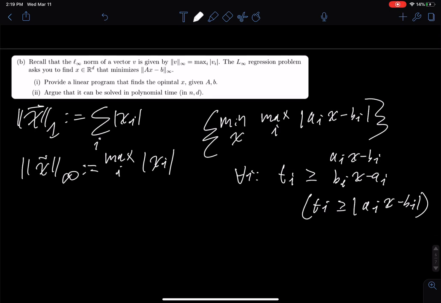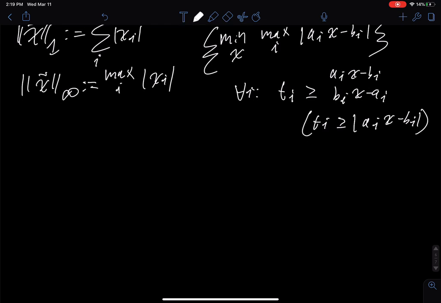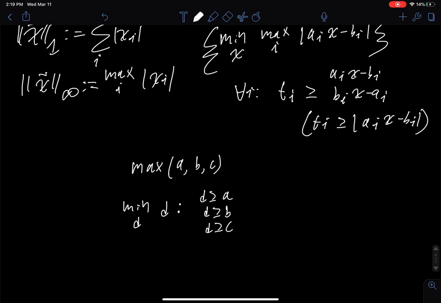Well, here's a little trick. If we're just looking for the maximum of, let's even say just A, B, and C, what we can do is we can minimize a third variable, D, with the constraints that D is greater than or equal to A, D is greater than or equal to B, and D is greater than or equal to C.